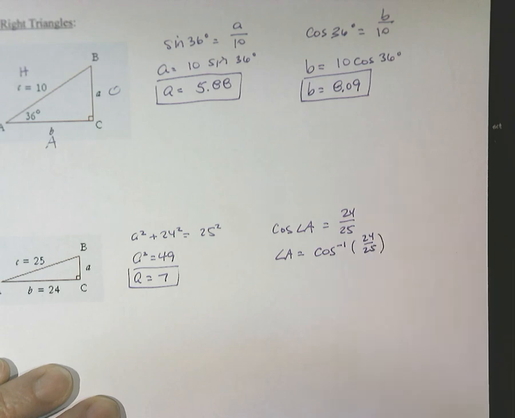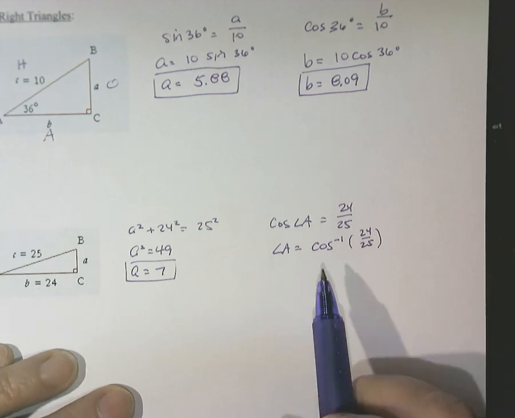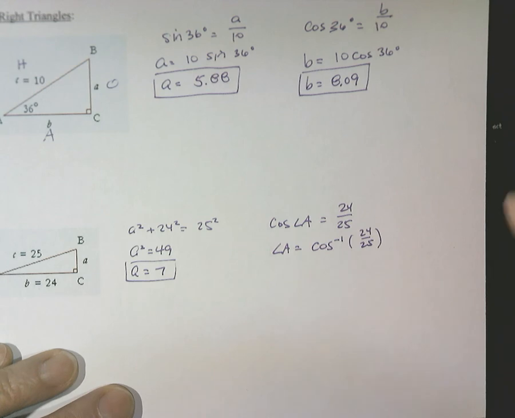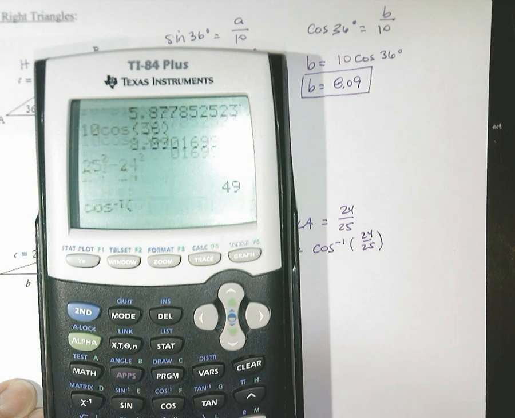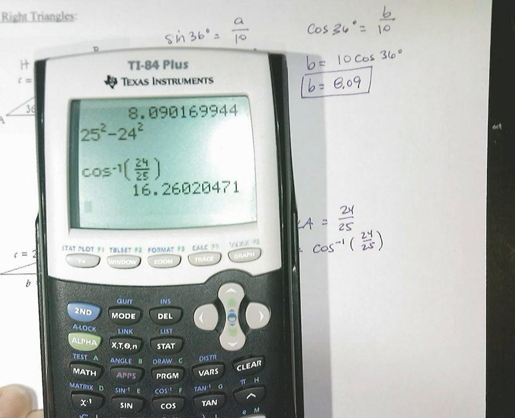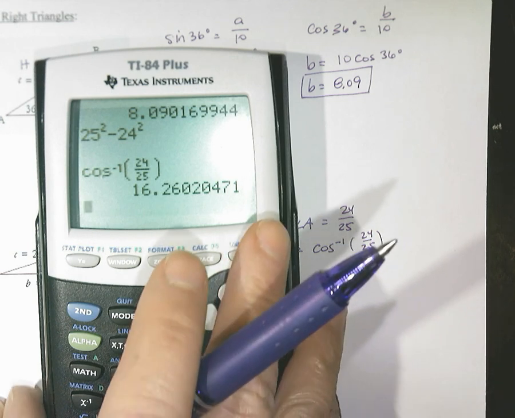of 24 over 25. So this is different from reciprocal, and that's why I said earlier, you've got to be careful with the wording that you use. This is specifically inverse in this case. So I go back here, and my inverse cosine is right here. I'm going to do second and cosine, 24 divided by 25. You don't have to make this into a fraction, I just did it so you could see the numbers I was using. And this is 16.26 degrees.